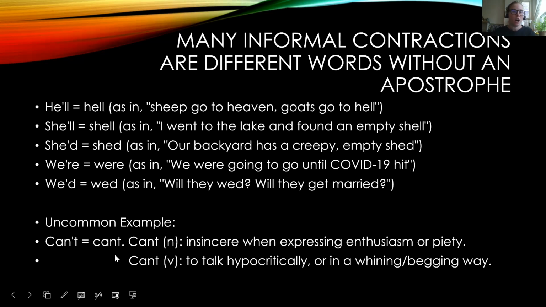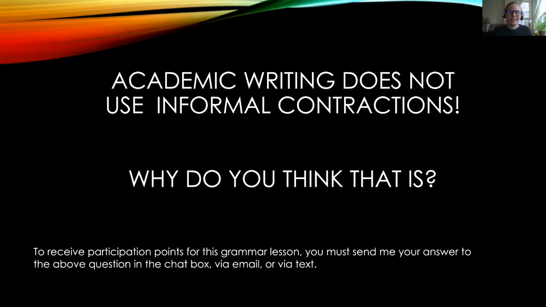This is not commonly used in English because it sounds exactly the same as the contraction. So most people have stopped using cant as a noun or a verb and simply use it as cannot. However, you've got to have that apostrophe in there when you're writing it. So do remember that. All right, but academic writing does not use informal contractions. So why do you think that is? I have kind of told you, but I'd love to hear from you on your mic or in the chat or text me again. Why do you think that academic writing does not use informal contractions?